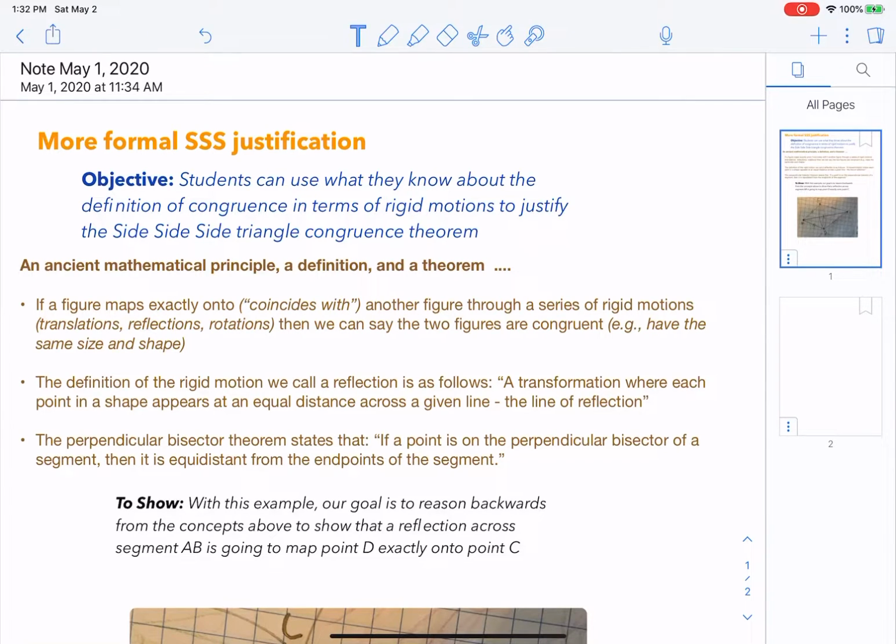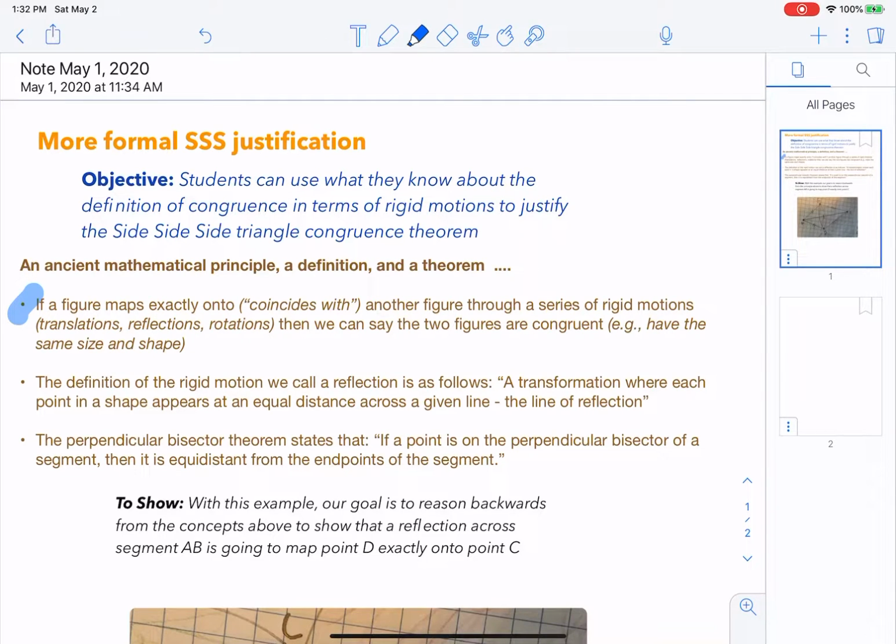And what we're also going to be doing here is using our deductive reasoning. We're going to be reasoning from big picture principles that we accept and know for sure to specific conclusions. Here's the three principles that we have. Number one: if a figure maps exactly onto another figure through a series of rigid motions, translations, reflections, or rotations, we can say the two figures are congruent.